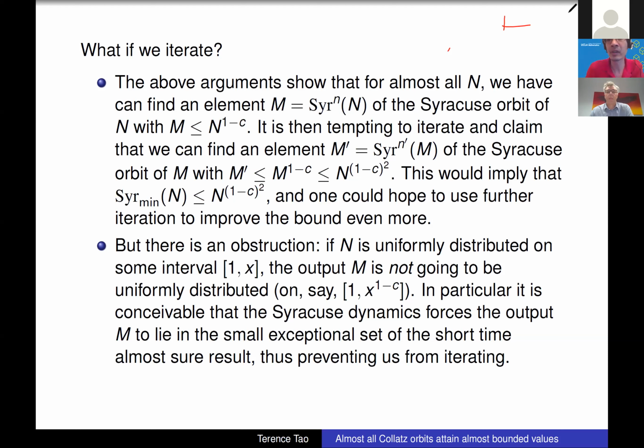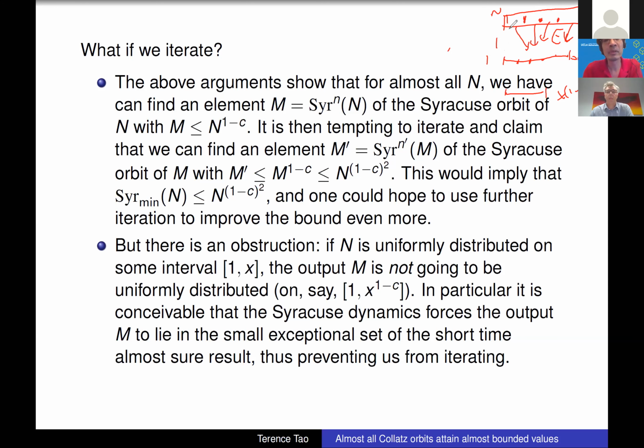There's all the numbers from 1 to x, and you take a uniform distribution, you pick n uniformly at random, and there's some small set of exceptions. But outside the small set, we are able to make things smaller. You can use the Syracuse map to map to a smaller range, like x to x^(1-c), for instance, and then there's a small exceptional set here. Everything outside of that small set will get mapped to something smaller than x^((1-c)^2) and so forth. And this set is small with respect to the uniform measure, as before.